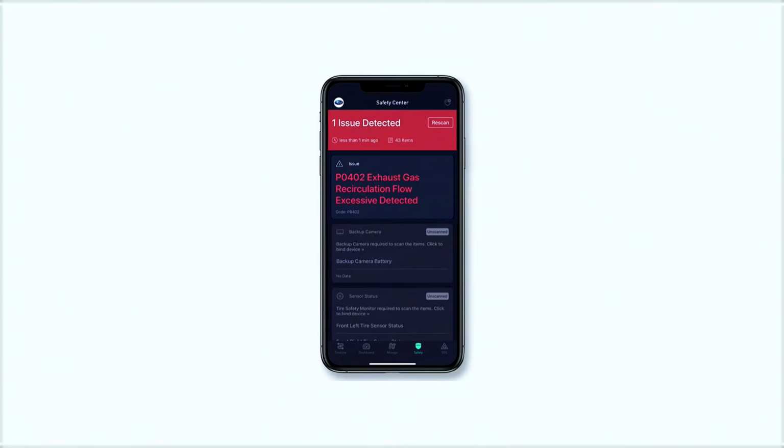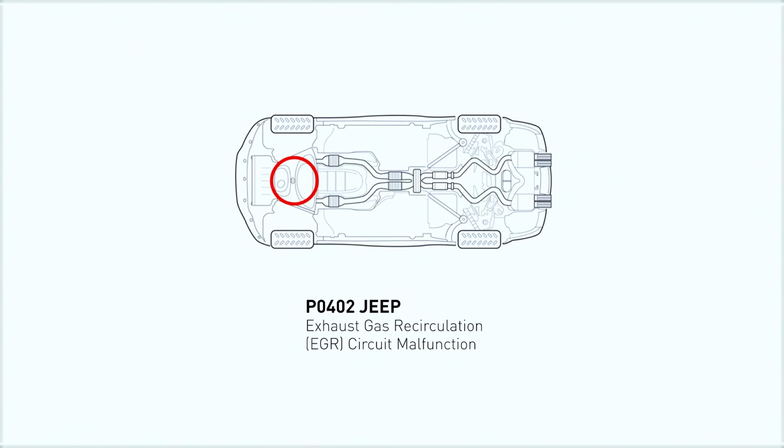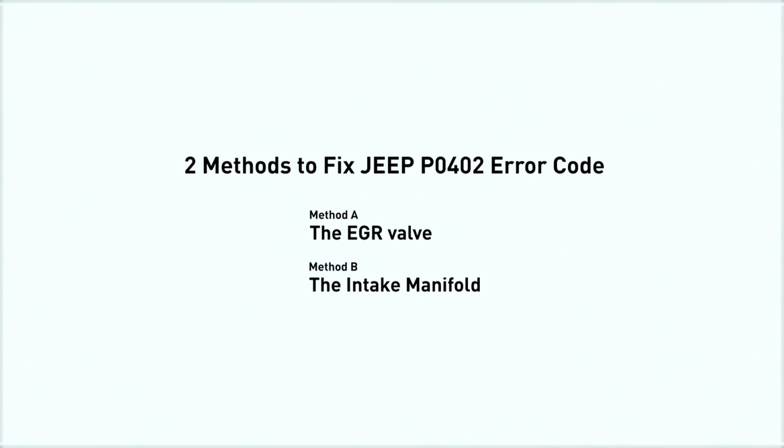Use the OBD2 scanner to scan your vehicle and see the error code P0402. It indicates the engine control module detects the EGR valve is not flowing recirculated exhaust gases when it is commanded to open the flow of gases into the intake manifold. Here are 2 of the most practical solutions to fix Jeep's P0402 error code.